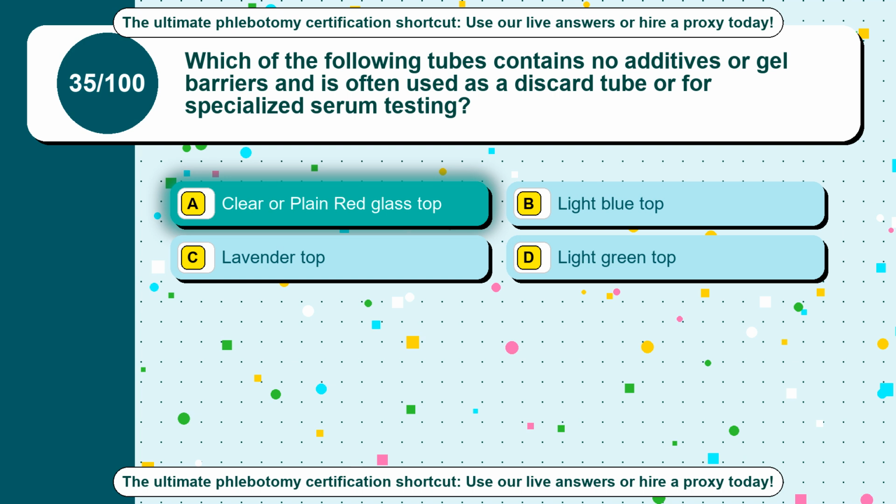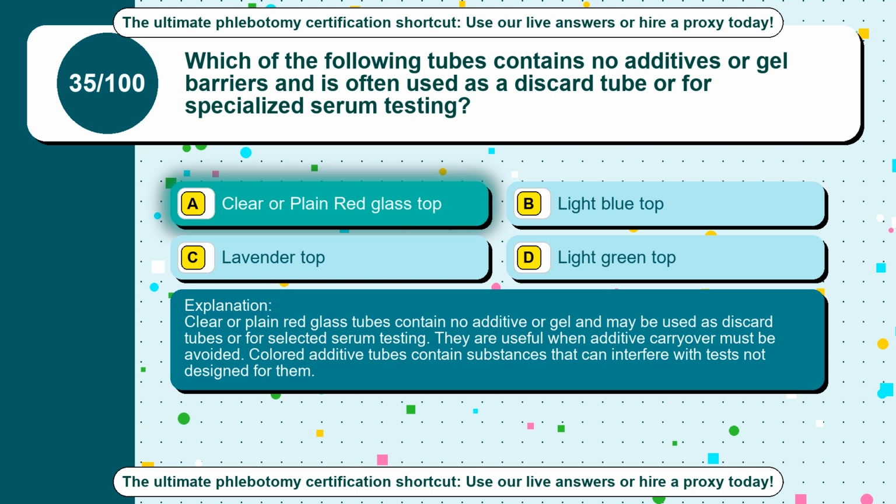Clear or plain red glass top. Clear or plain red glass tubes contain no additive or gel and may be used as discard tubes or for selected serum testing. They are useful when additive carryover must be avoided. Colored additive tubes contain substances that can interfere with tests not designed for them.